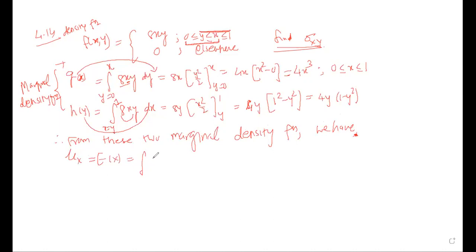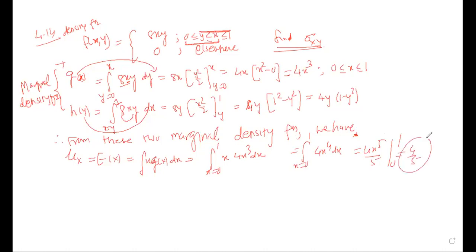equal to the integration of x times g of x dx, right? x is there and g of x is equal to 4x cube. So 4x cube and dx, and the range of x is, you can see over here, 0 to 1. So x is equal to 0 to 1. That is equal to the integral of 4x to the power 4 dx, x from 0 to 1. That is equal to 4x to the power 5 over 5, from 0 to 1. That is equal to 4 over 5. So my mu of x is equal to 4 over 5.